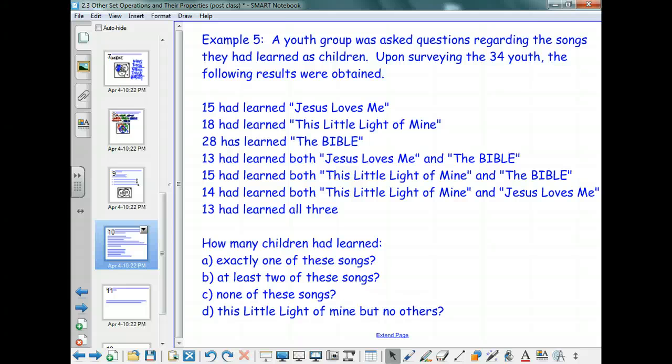Does anybody work with kids in their church? Do we sing these songs? Yes. Good. All right.